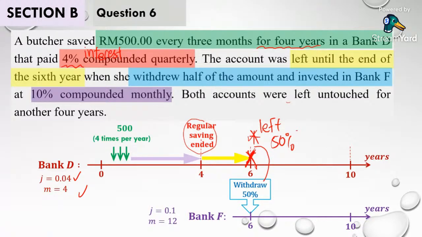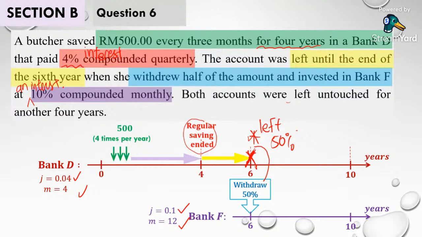So maybe I want to add the word "and interest" to make the sentence sound better. Later, whatever corrections of the questions, I will upload back to you in Google Site for you to refer to later, together with the video recorded here. So an interest of 10% compounded monthly. So in Bank F here, interest rate J is 0.1, compounded every month, 1 year compounded 12 times.